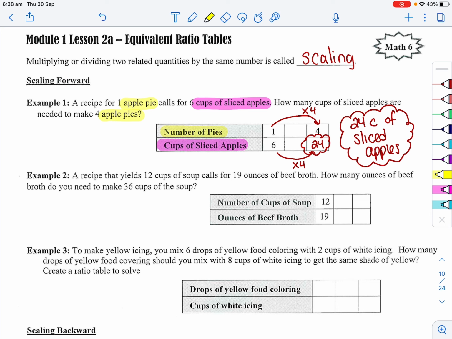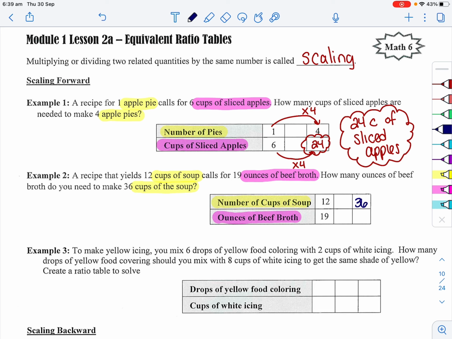Example 2 says a recipe that yields 12 cups of soup. So here's my 12 cups of soup. And then I have number of cups of soup. Okay, those are the same. Calls for 19 ounces of beef broth. And I've got ounces of beef broth in my table. How many ounces of beef broth do you need to make 36 cups of soup? So I'm going to highlight that cups of soup in the same color as cups of soup from the very beginning. So I know to put the 36 in the top part of my table.